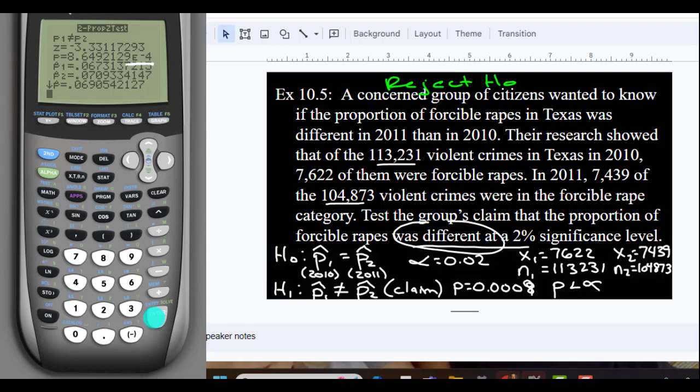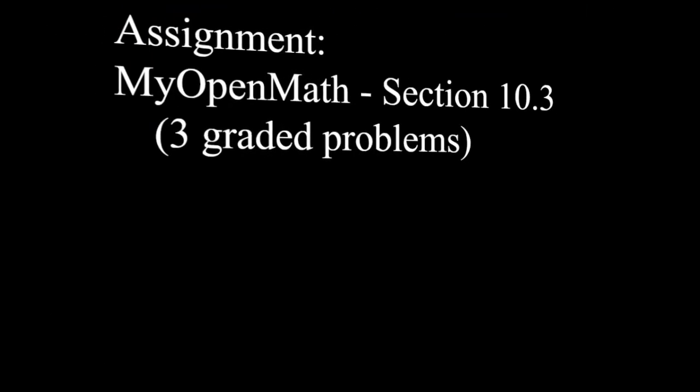Now, when we interpret that, here's what it says. There is enough evidence to support the claim that, and our claim was that the proportion of forcible rapes was different in 2010 than it was in 2011.